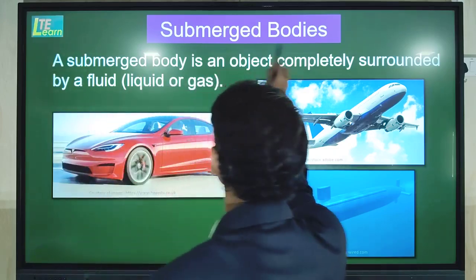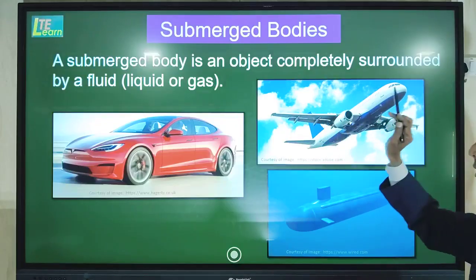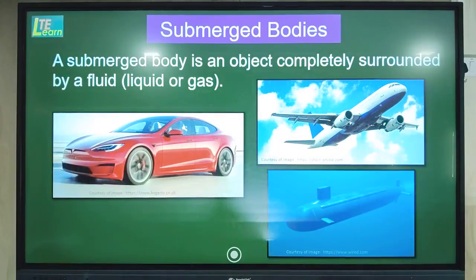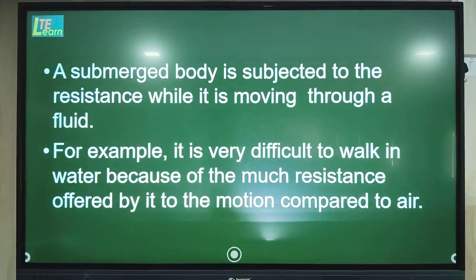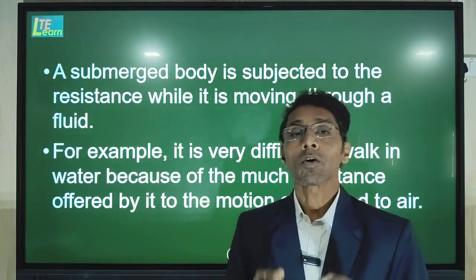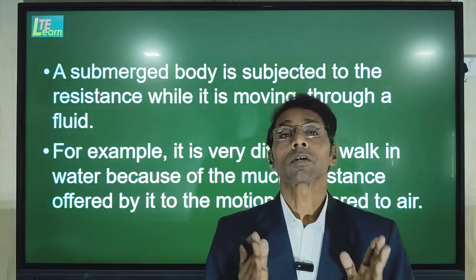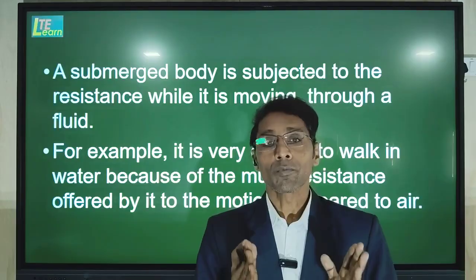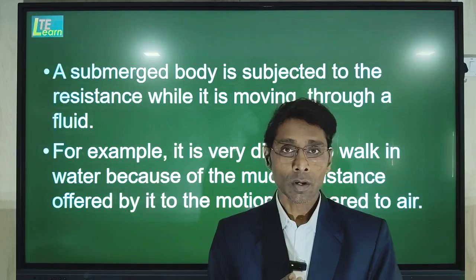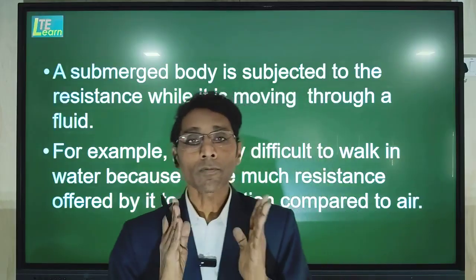So the definition of a submerged body is: a submerged body is an object completely surrounded by a fluid, that may be liquid or gas. Now, while moving, this submerged body through a fluid is subjected to resistance offered by the fluid. For example, when we move in water, we find it more difficult than moving in the air, because of the resistance offered by the water. This resistance offered by the fluid we will see in the form of force.